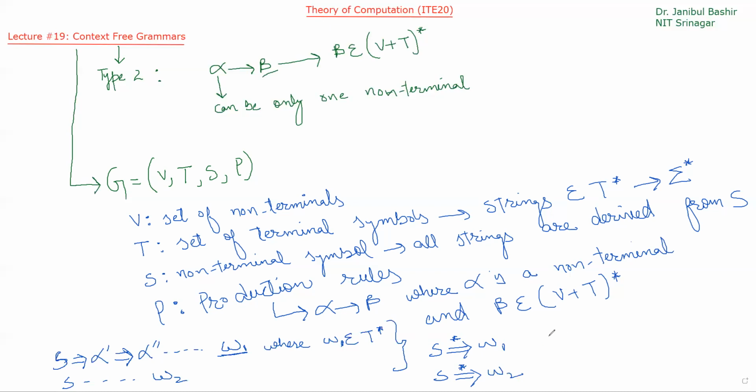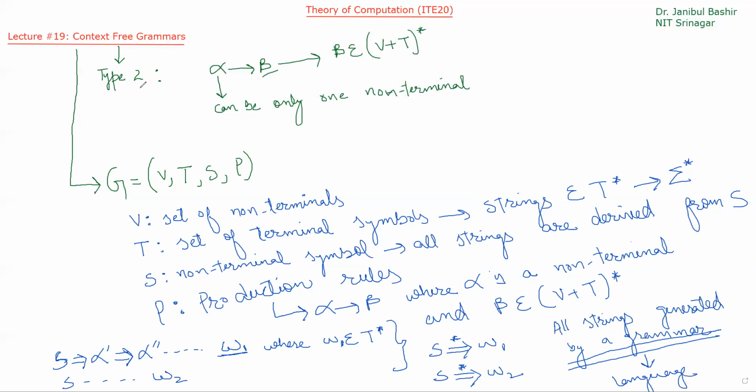What is the set of all strings generated by a grammar? All strings generated by a grammar form the language of that grammar. Let me rewrite it here. So the language of a grammar is written like this.